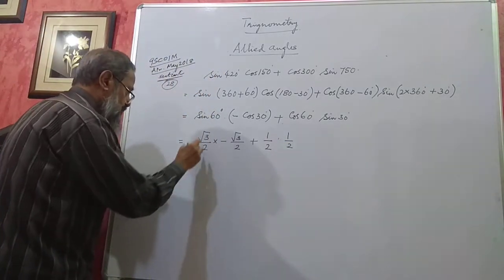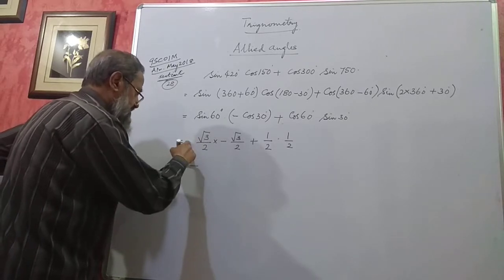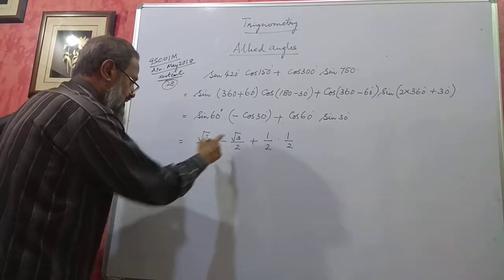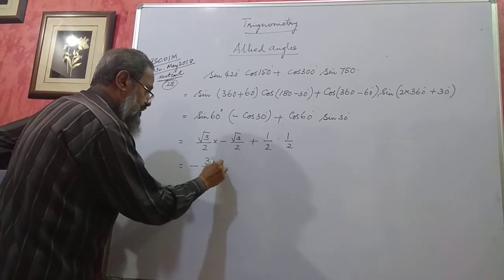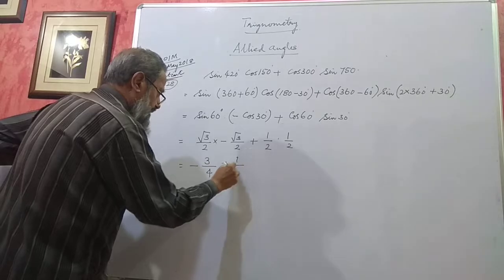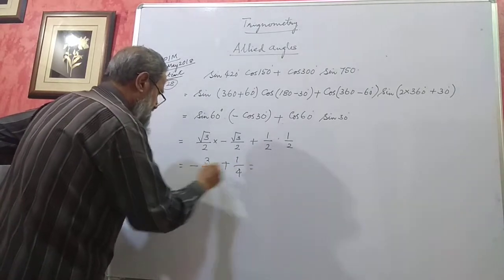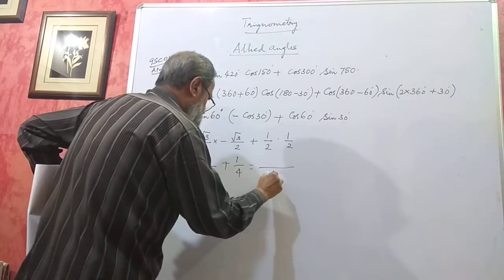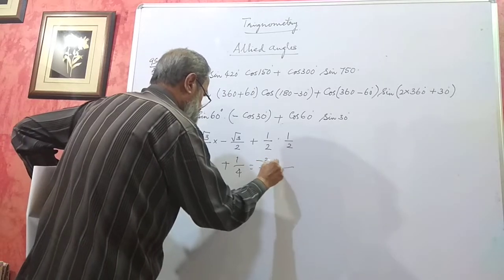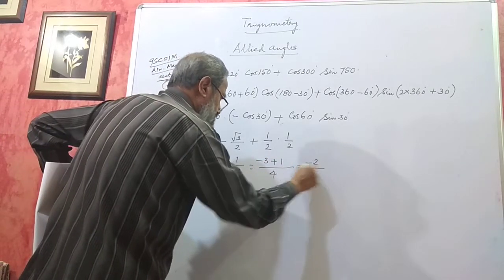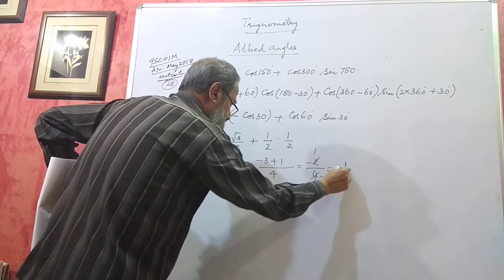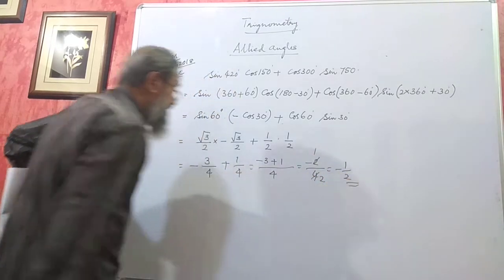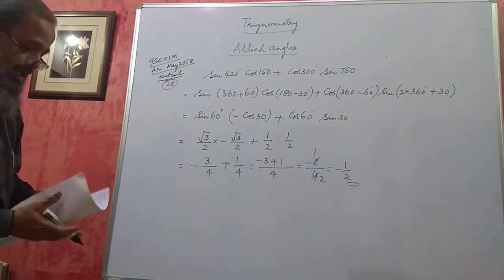So this works out to minus, plus into minus, minus root 3 into root 3 is 3, divided by 2 into 2 is 4, plus 1 into 1 is 1, 2 into 2 is 4. Now the LCM here is 4, minus 3 plus 1, that is minus 2 by 4, or it is minus half, 1 by 2. This is the answer, carries 5 marks.